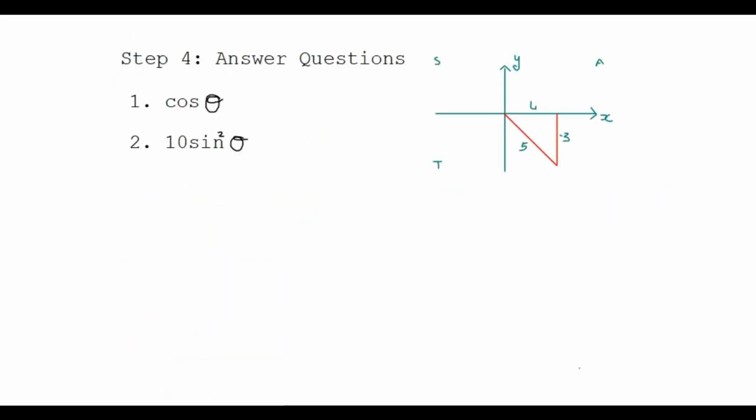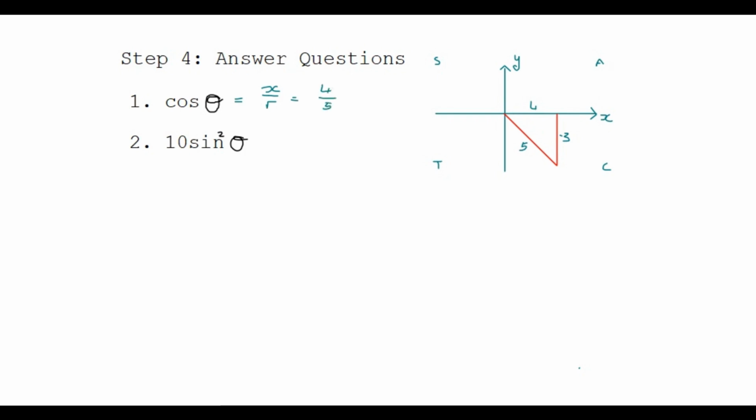And your final step is to answer your questions. With this diagram, the CAST diagram, you are practically unstoppable. So let's take a look here. We have cos of theta. Now cos of theta we know is x over r. What is your x value over there? It's 4. What is your r value? 5. Finished.